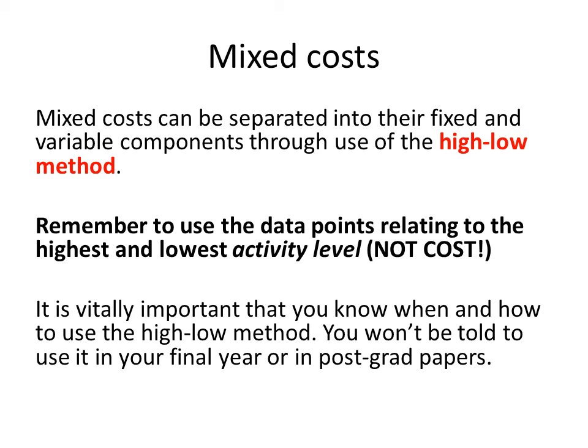So how do we separate a mixed cost into the fixed and variable components? The high-low method. There are other methods as well, but the high-low method is the most common and the easiest to perform. And you need to be able to do it. You didn't do it in the second year. Now remember, it's vitally important that you know when and how to use the high-low method, because you won't be told to use it in this year or in post-grad. You have to figure it out yourself. And that's always a few marks that are free in a paper. Then just remember to use the two data points relating to the highest and lowest activity level or units, not the highest or lowest cost.